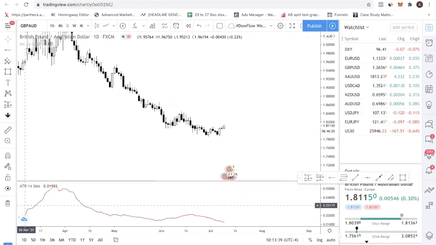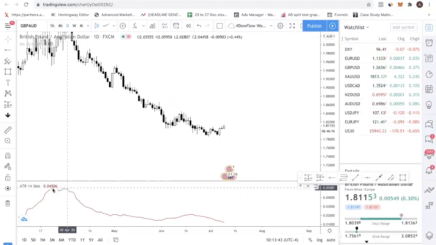So how you read it is, you can see at the bottom left here, it's 0.01238. This means the average daily movement across the last 14 days is 123 pips. So can I judge my stop loss should have a range like that, so I wouldn't lose too fast?